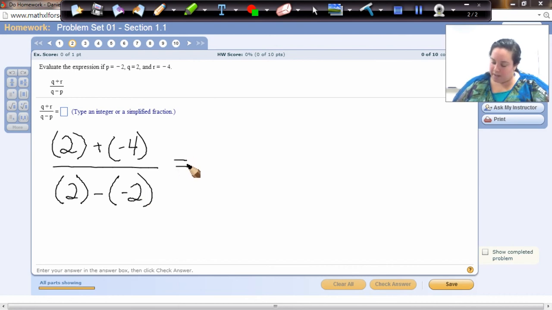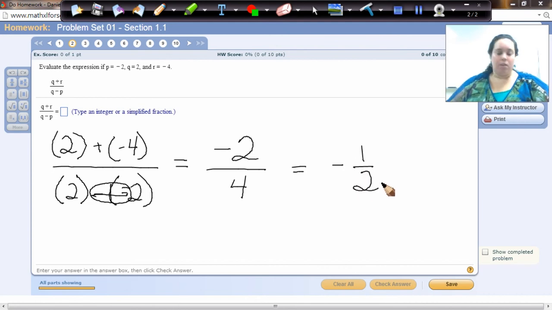Okay, so let's simplify. We're going to simplify the numerator and the denominator separately, and then we're going to reduce. So 2 plus -4 is -2, and 2 minus -2 is the same thing as 2 plus 2, which is 4. Okay, reduce this, get -1/2. Great. Let's move on to number 6.